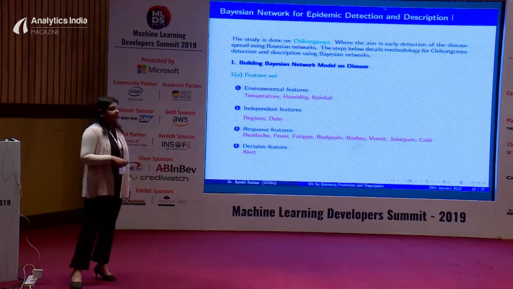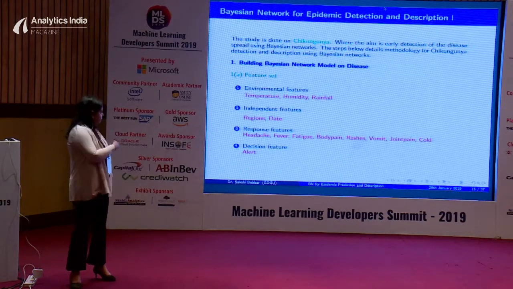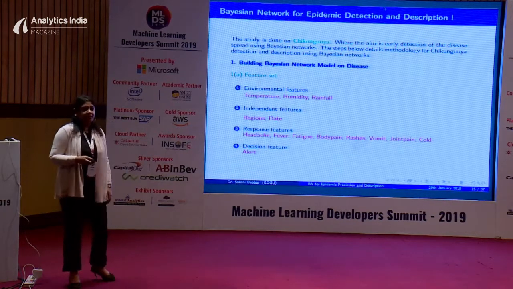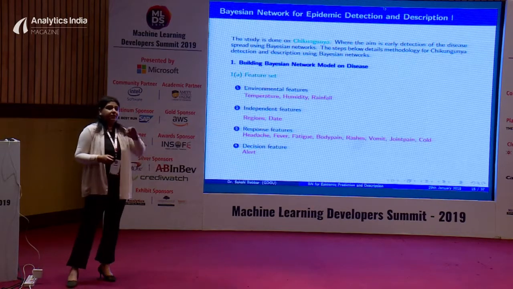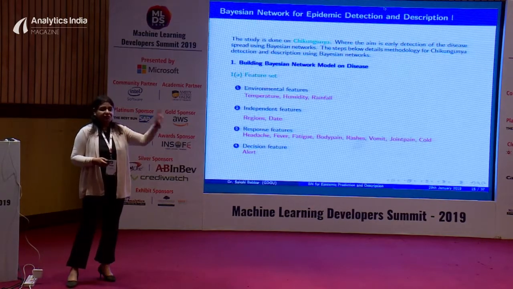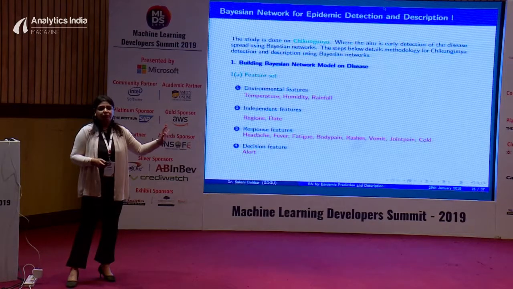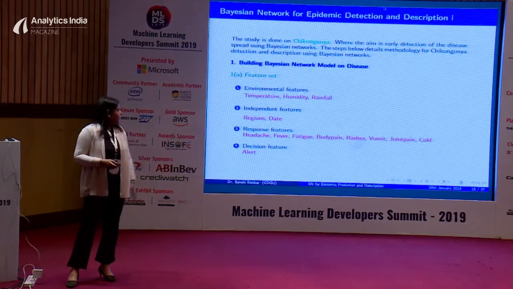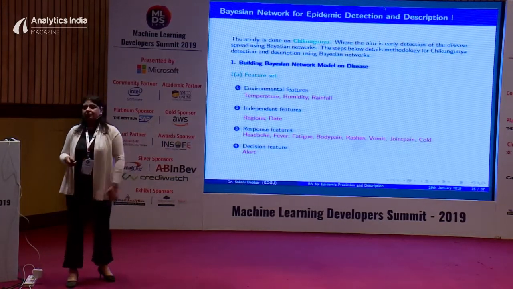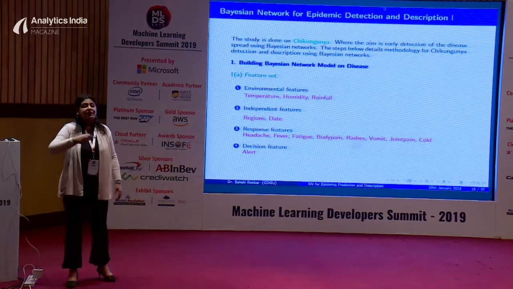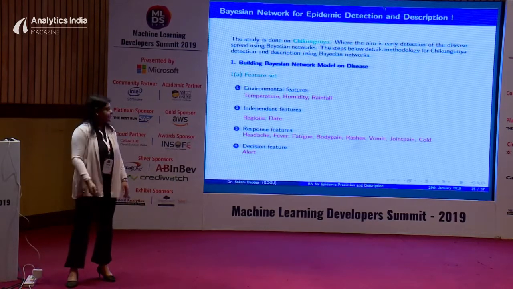The second set of features are independent features. For independent features, I took two variables here. One is region, another is date. Region I took because I wanted to see which region is becoming probable for chikungunya disease. With the chikungunya virus, we have started seeing patients with some symptoms.